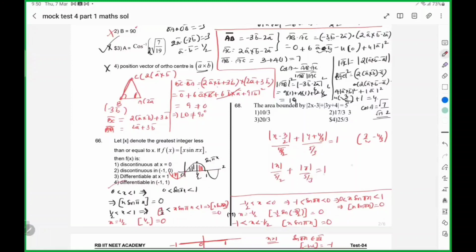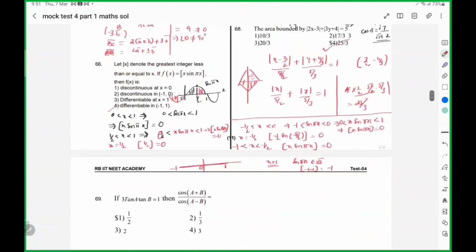So it's nothing but area will be modulus is there, symmetric about both x and y axis. Area of becomes a square, whose this area will be half into 5 by 2 into 5 by 3. Like this, you have 4 areas multiplied by 4. You get 25 by 3 square units. This will be the area.